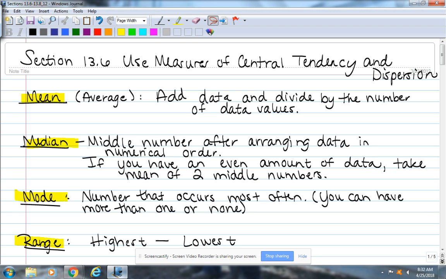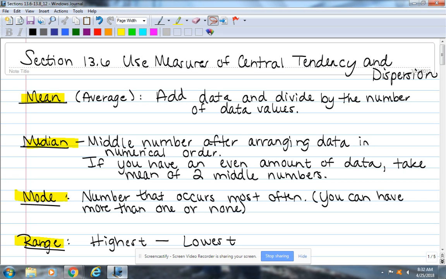13 talks about these, which are called the measures of central tendency. So if you ever hear anything talking about the measures of central tendency, it's talking about mean, median, mode, and range, and sometimes it's talking about standard deviation. And if we have time at the end of class, I'm going to talk to you about standard deviation. If not, we'll save it till tomorrow.